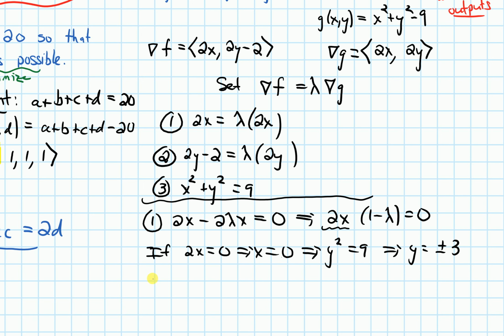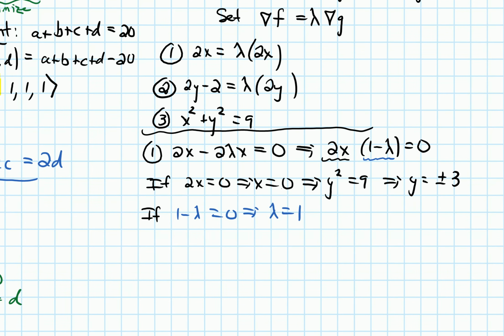Okay, so what if now the second term here is 0? So if 1 minus lambda equals 0, then what do we get? Well, then we get that lambda equals 1. Okay, so let's take that value, lambda equals 1, and let's substitute that in. Let's substitute that into equation 2, because equation 2 has a lambda in it.